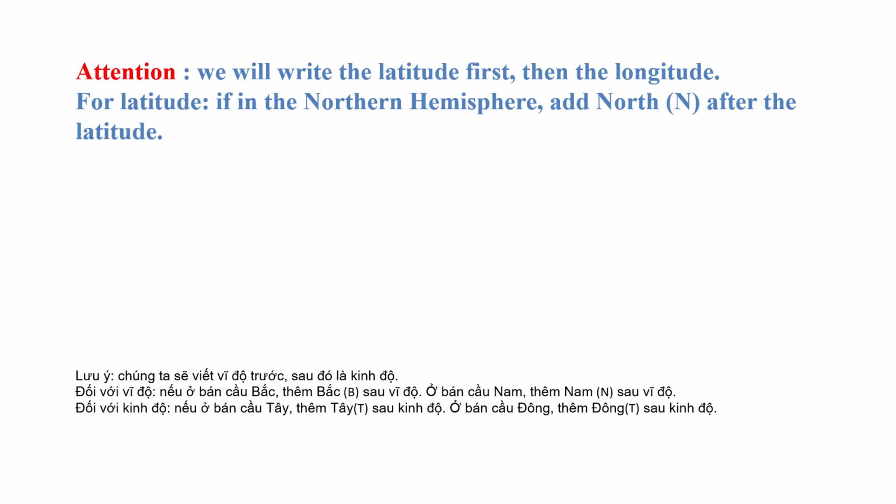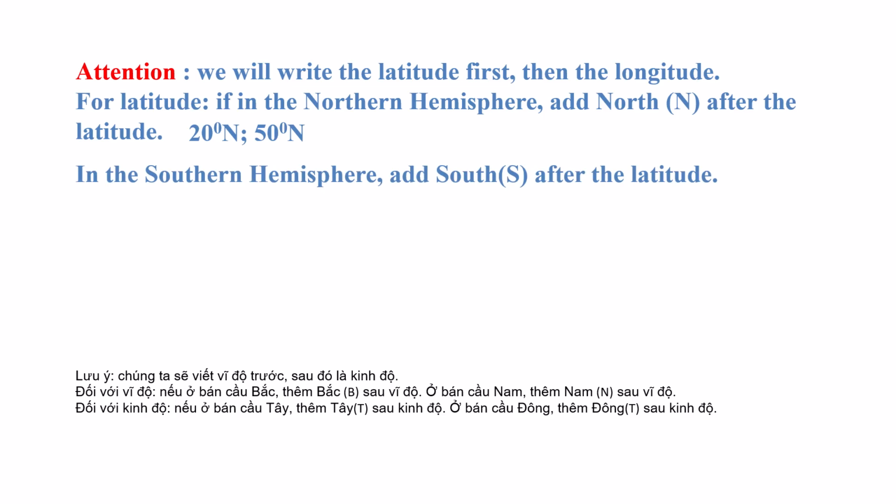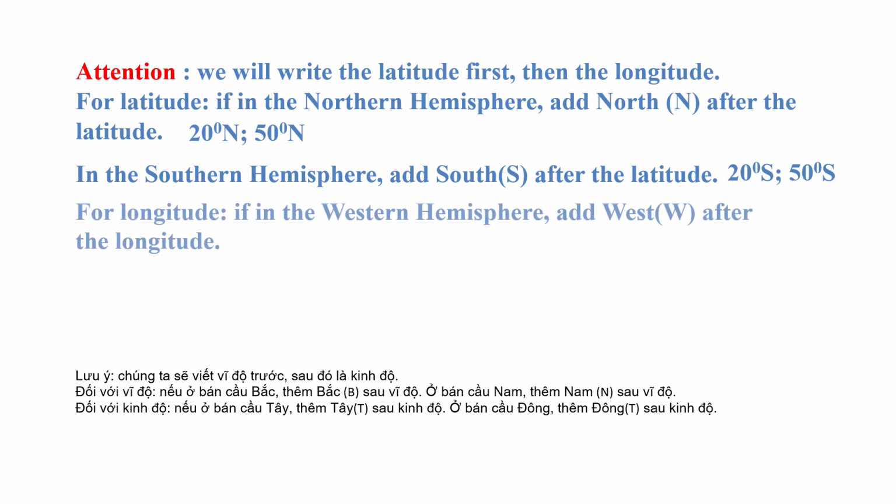Attention, we write the latitude first, then the longitude. For latitude, if in the Northern Hemisphere, add north after the latitude. Example, 20 degrees north, 50 degrees north. In the Southern Hemisphere, add south after the latitude. Example, 20 degrees south, 50 degrees south.